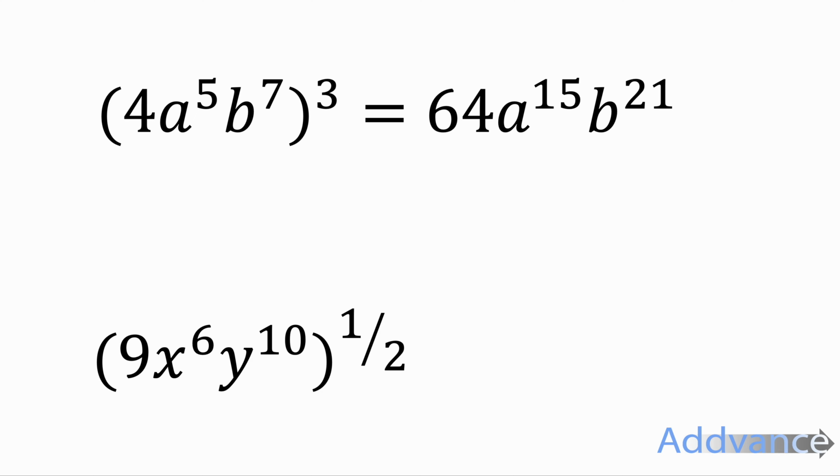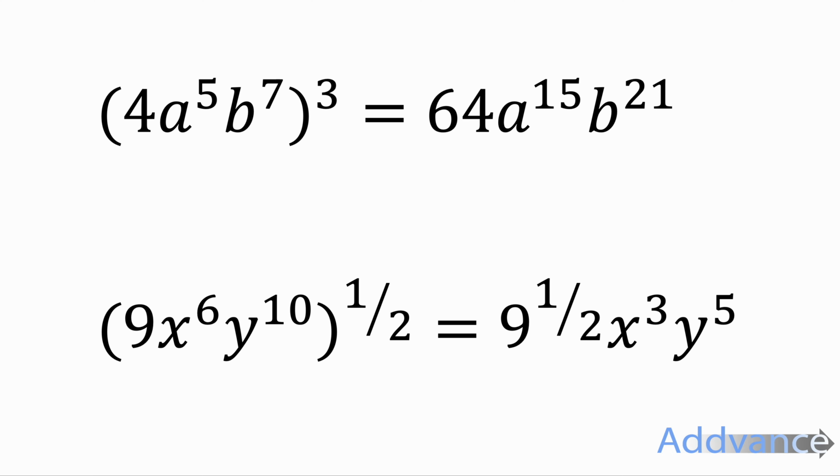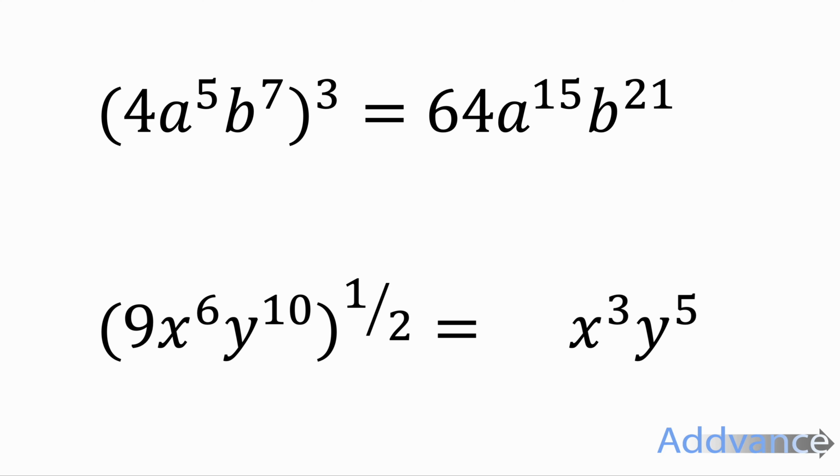Example at the bottom, we've got 9x to the power 6, y to the power 10, to the power 1/2. And here we do 9 to the power 1/2, x to the power 6 to the power 1/2, and y to the power 10 to the power 1/2. 9 to the power 1/2 is 3, x to the power 6 to the power 1/2, you multiply the powers, 6 times 1/2 is x to the power 3, and y to the power 10 to the power 1/2 is y to the power 5. And that is the final answer. We've done.